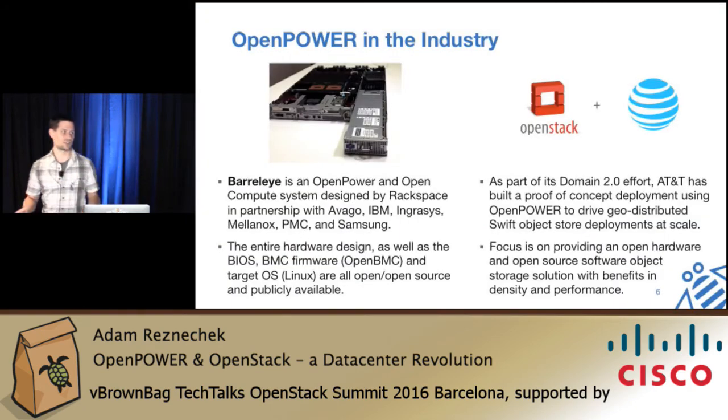All right, so like I mentioned, OpenPOWER is actually active. It's out in the industry. There are 200 member companies as part of this ecosystem today. So for example, we've got Barreleye. Barreleye is a server that was actually designed as an OpenPOWER and an Open Compute server. It was all put together initially as part of a Rackspace design, in partnership with companies like Avago, IBM, Ingrasys, Mellanox, PMC, Samsung, all collaborated together to create this server.